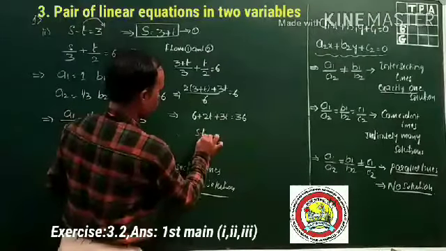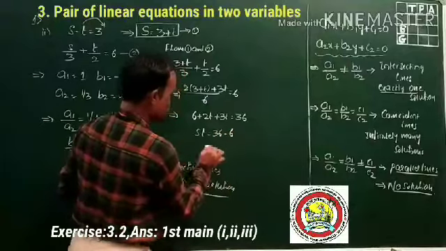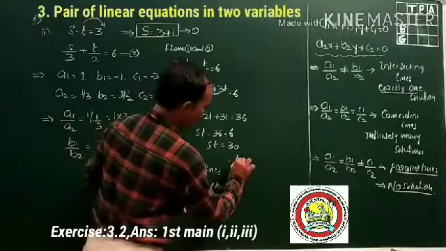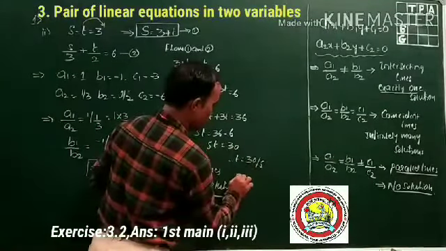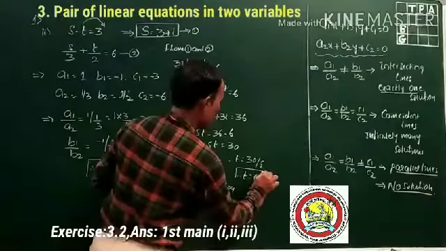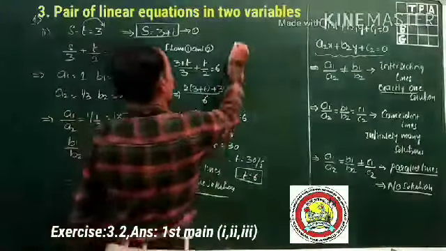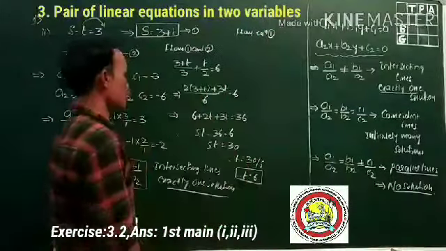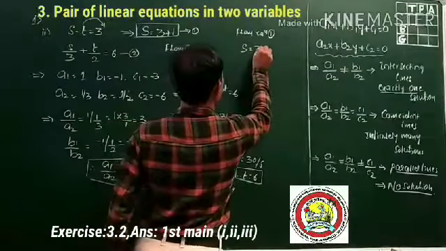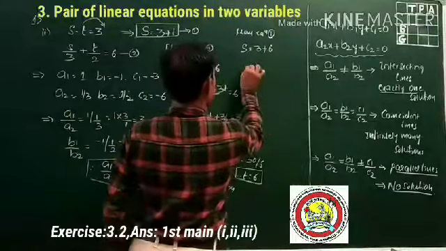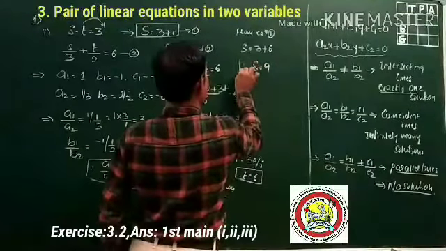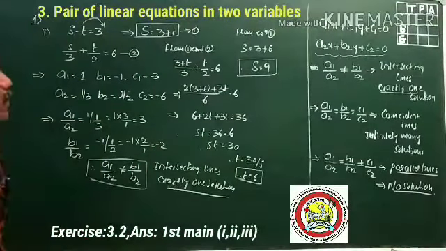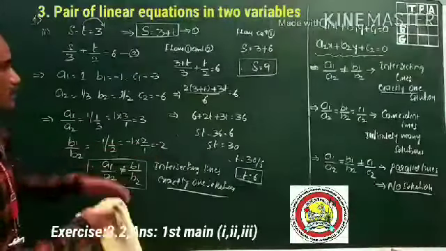2T plus 3T, 5T is equal to 36 minus 6. Therefore, 5T is equal to 30. Therefore, the value of T is equal to 30 divided by 5. Therefore, the value of T is equal to 6. Now replace the value of T in the first equation. So, S is equal to 3 plus T value 6. Therefore, the value of S is equal to 9. So, the solutions are S value is equal to 9 and the value of T is equal to 6. Yes, this is the procedure.